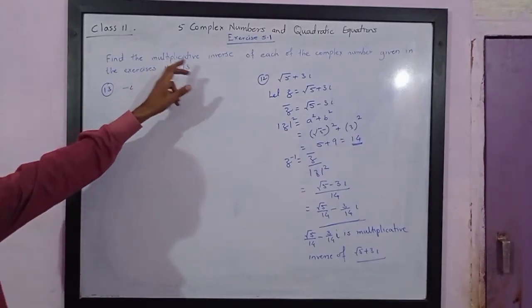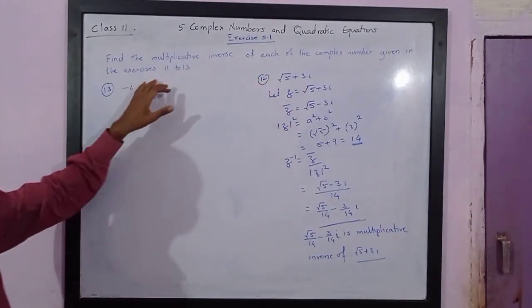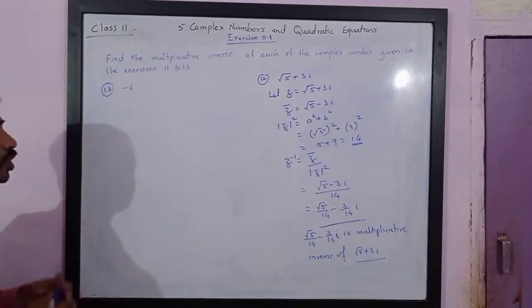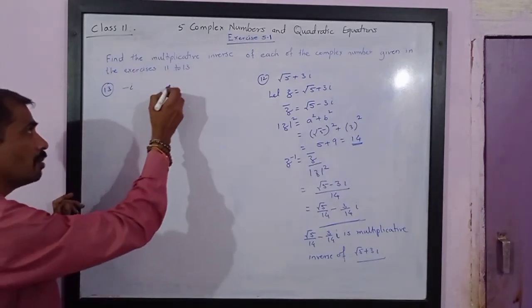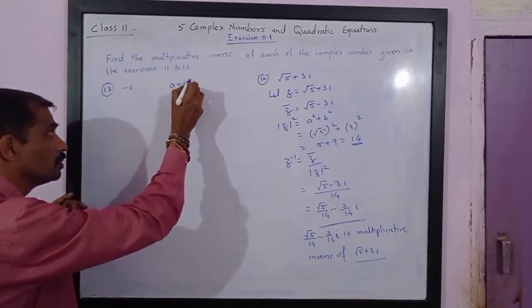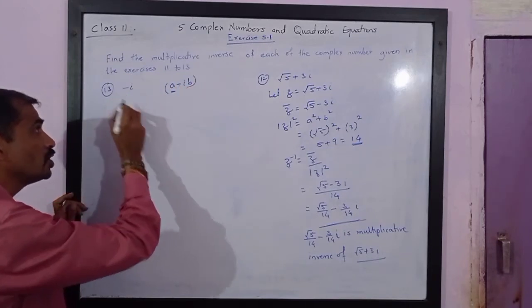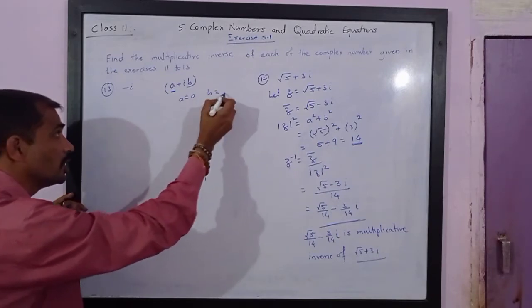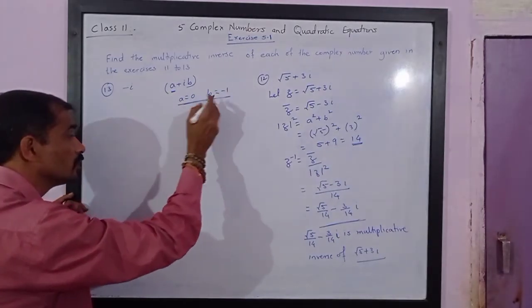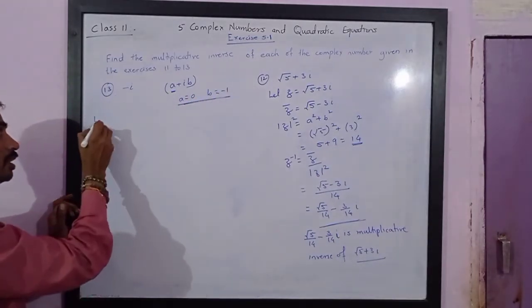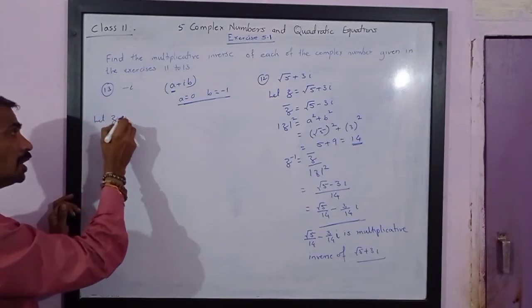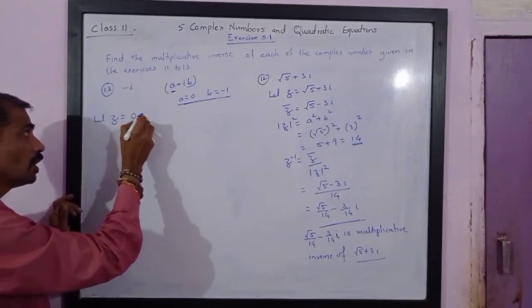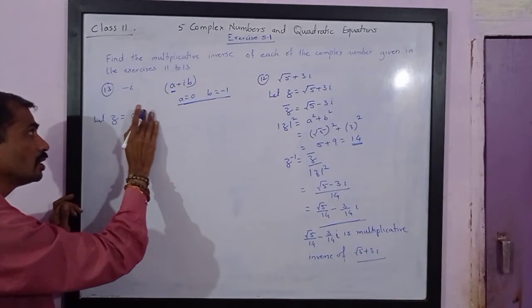Dear friends, the next problem is negative i. We have to find the multiplicative inverse of the complex number negative i. So please note, if you compare this with a plus ib, the real part is 0 here. So a is equal to 0 and b is equal to negative 1. So understand this. Let the given number be z is equal to 0 plus, that is negative i.